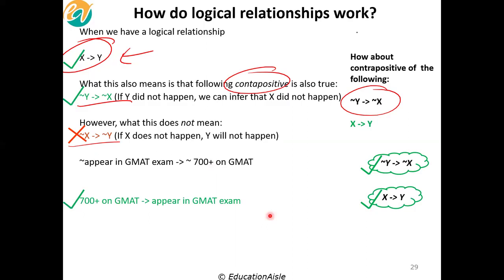Correct? So this is very true based upon the contrapositive. But what can we remember? This is true. What can we not conclude? Remember, from this, we cannot conclude this. Similarly, from this, we cannot conclude this. So what can we not conclude? That if a person has not scored 700 plus on GMAT, it means that the person has not appeared in the GMAT exam. We cannot conclude that. And I think all of us know this from common sense also, that it's possible for a person to have appeared in GMAT but not scored a 700 plus. And hence, this is something that you cannot conclude.